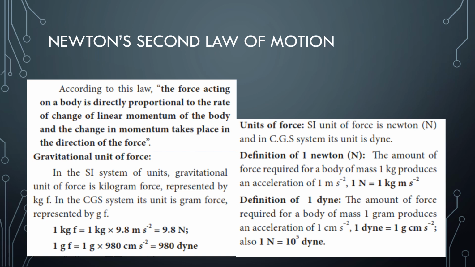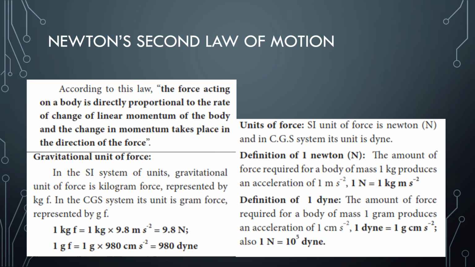By Newton's second law of motion, force F is proportional to the rate of change of momentum. F is directly proportional to change in momentum per time. Therefore, F is directly proportional to (mv minus mu) by t, which is equal to km into (v minus u) by t. Here, k is the proportionality constant, where k is equal to 1 in all systems of units. Hence, F is equal to m into (v minus u) by t.